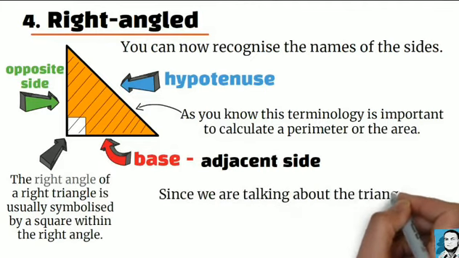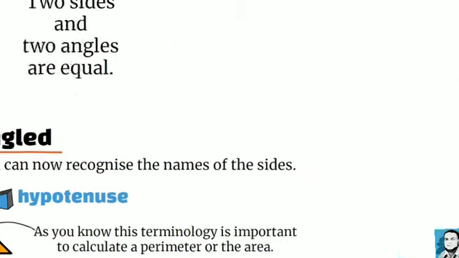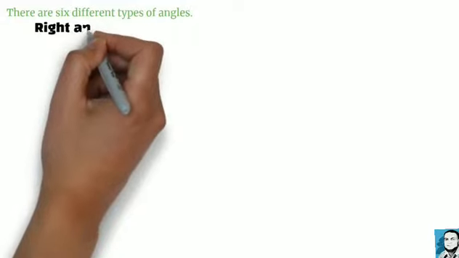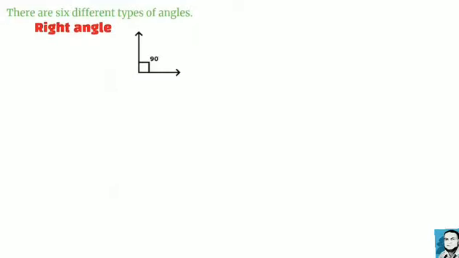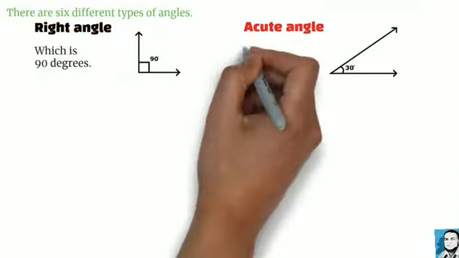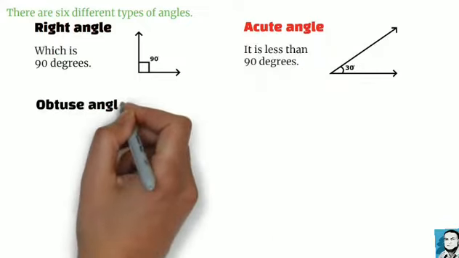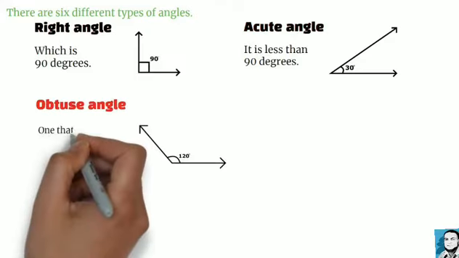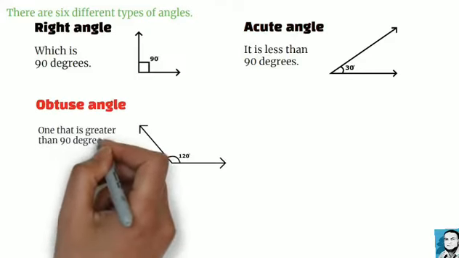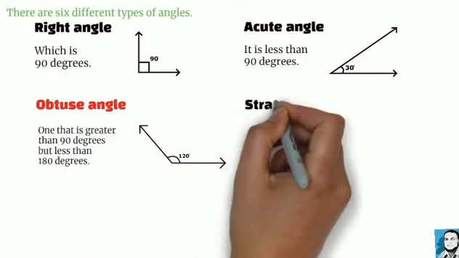Since we are talking about triangles, it's fitting to go over the angles vocabulary. There are 6 different types of angles. Right angle, which is 90 degrees. Acute angle, it is less than 90 degrees. Obtuse angle, one that is greater than 90 degrees but less than 180 degrees.